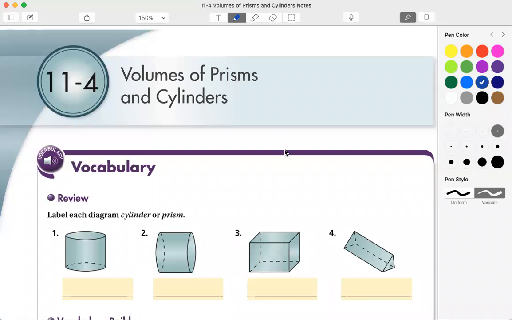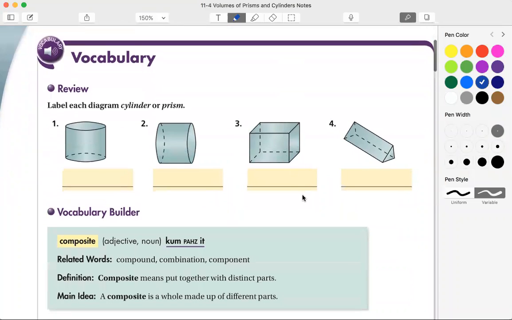All right, section 11-4, volumes of prisms and cylinders. Let's label each diagram as a cylinder or a prism. In the first picture, we have a cylinder. The second picture is also a cylinder. The third picture is a prism. And the fourth picture is a prism.